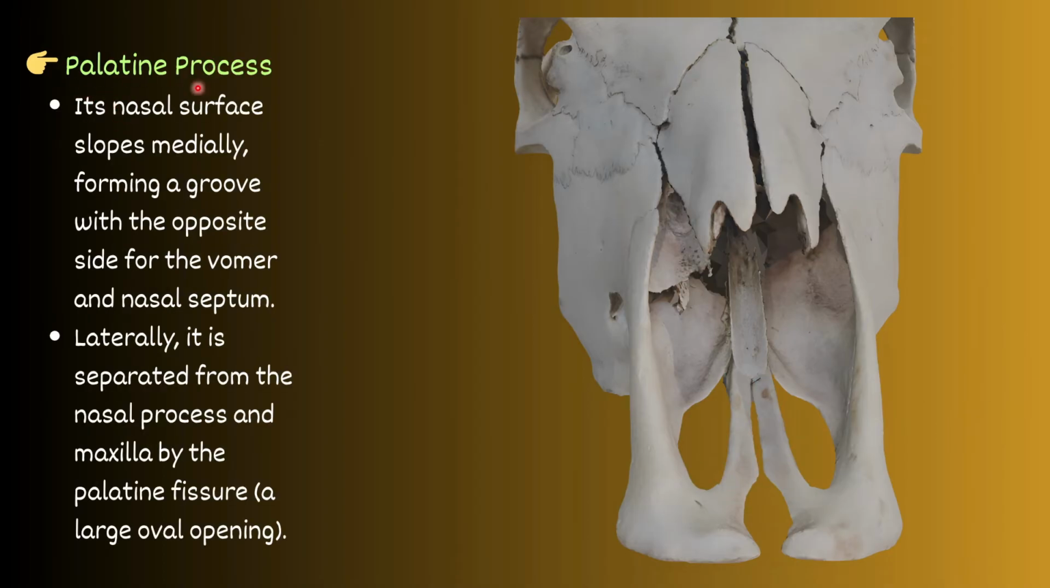Then the palatine process, its nasal surface slopes medially, forming a groove. You can see this is the nasal surface of the palatine process. They form a groove with the opposite side for the vomer and nasal septum. Now you can see a groove is created here. Here it gives space, or accommodates, the vomer and the nasal septum.